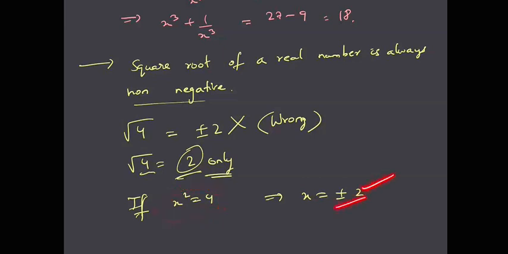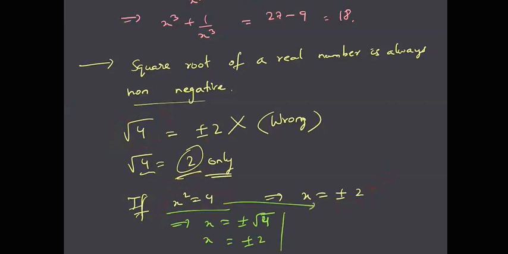So both plus 2 and minus 2 satisfy this equation. Hence both the values plus and minus 2 are the solutions of this equation. But when it is given root 4, the answer is only plus 2, not minus 2. So the actual way of doing this is, if x square is 4, then you can write x is plus minus root 4, and then you get x as plus minus 2.